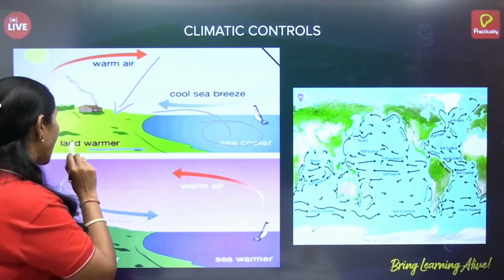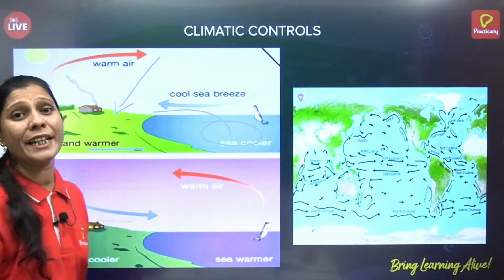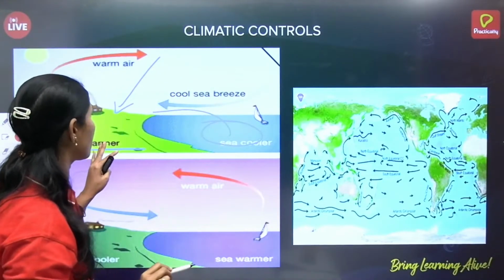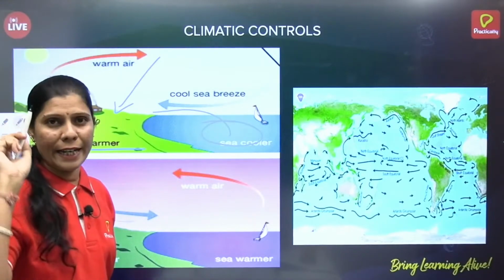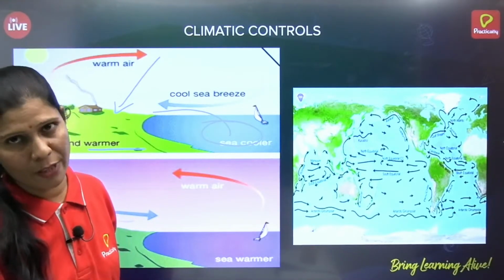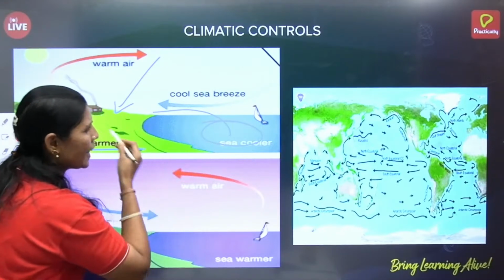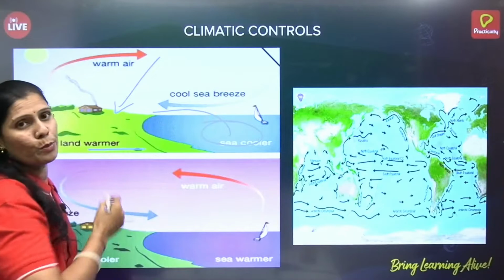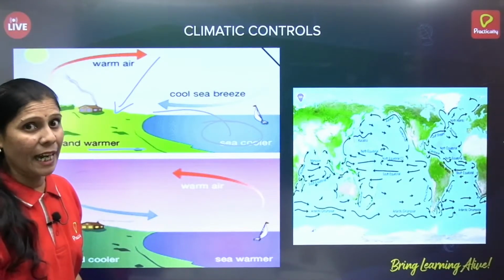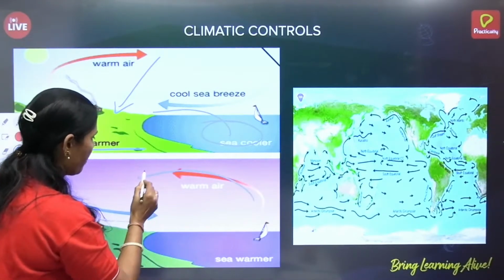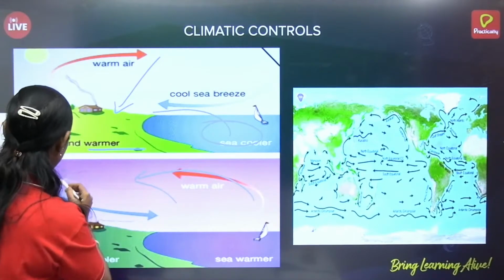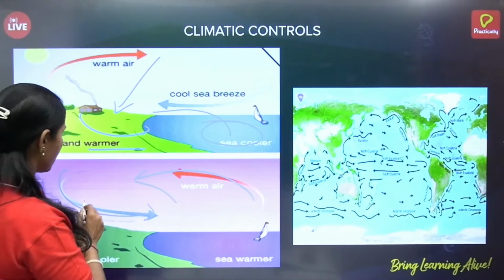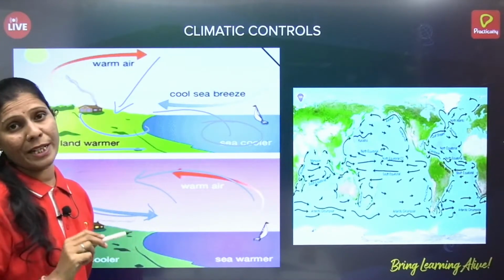Okay, so land will absorb heat quickly and cool down slowly, whereas water heats up slowly and cools down slowly. So during the day it takes time to warm up, and the breeze is cool in the daytime. By night time the breeze is warm. So what happens? In the daytime the land breeze is warm, and at nighttime the land breeze is cool.